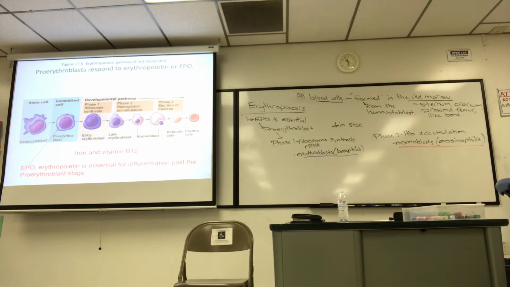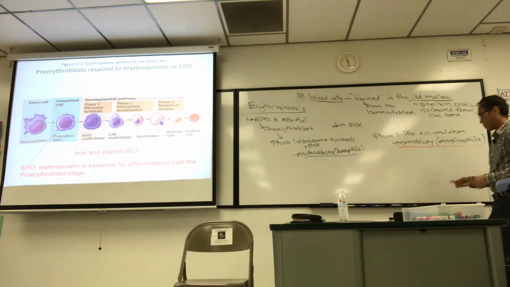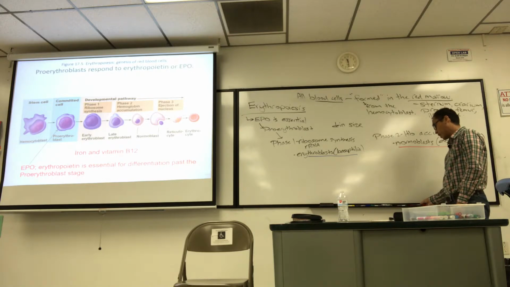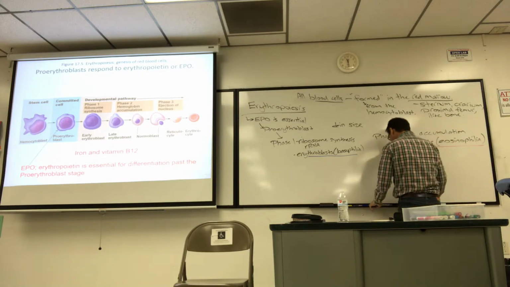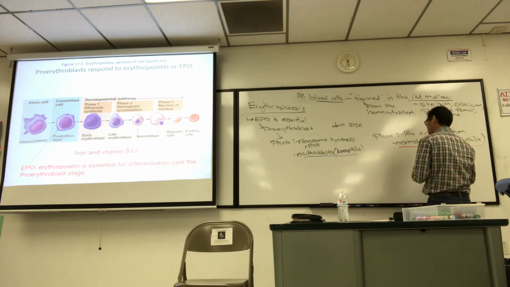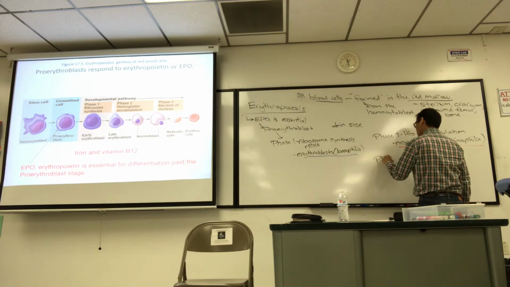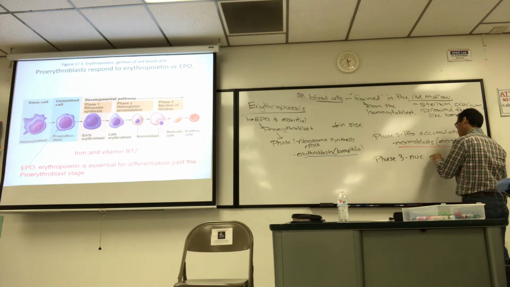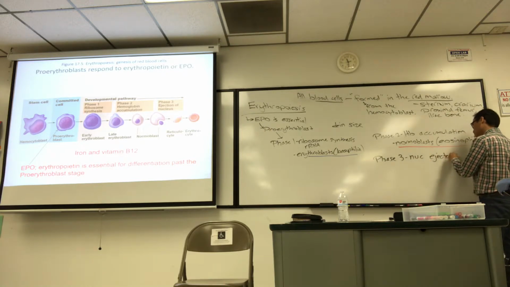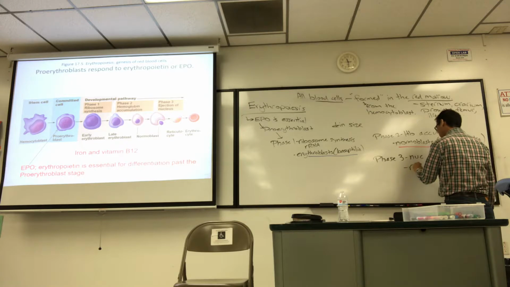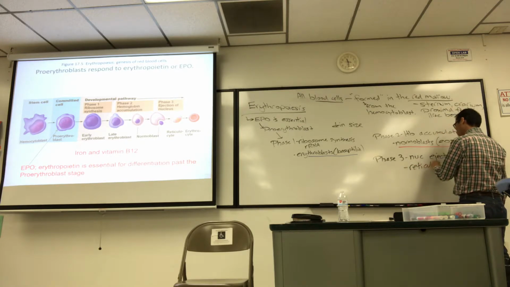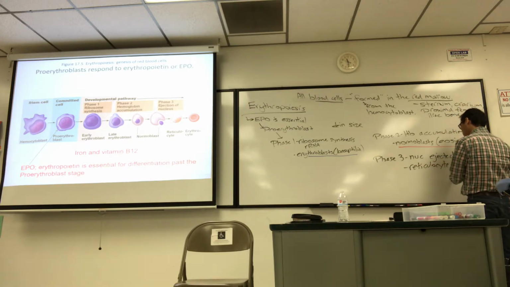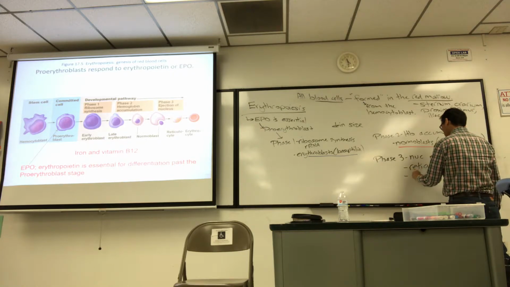So, once you've accumulated enough hemoglobin to accomplish your function in the blood, you can eject the last thing you don't need, which is the nucleus. Call it phase 3. Nucleus ejected. And once it's ejected, call the cell a reticulocyte. Then enter circulation.